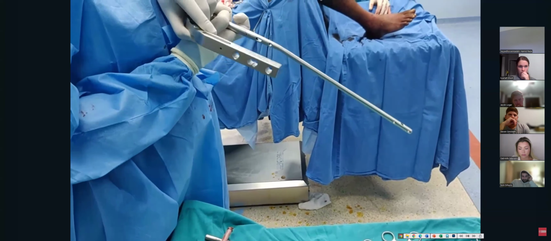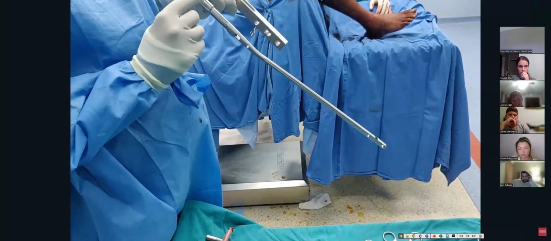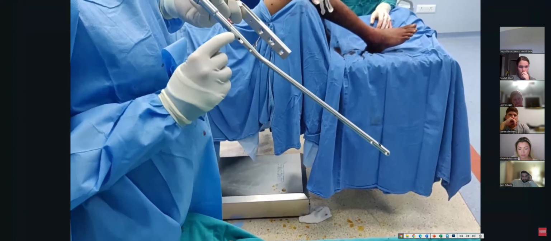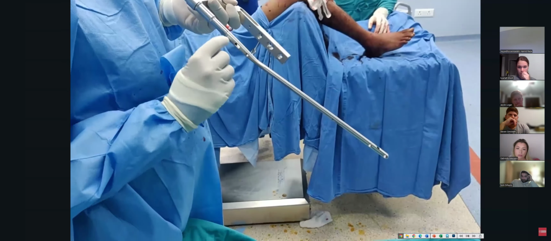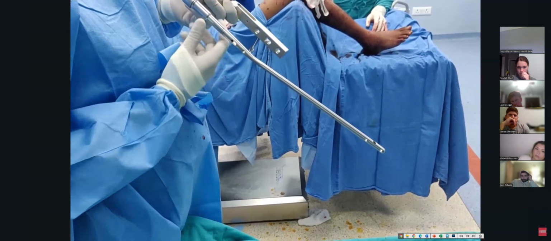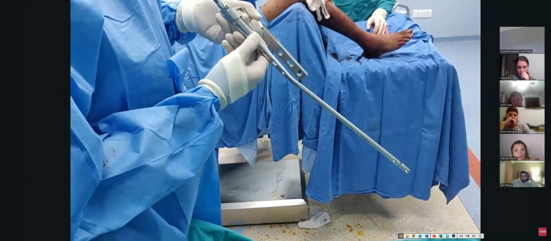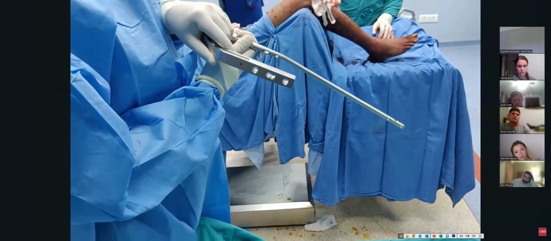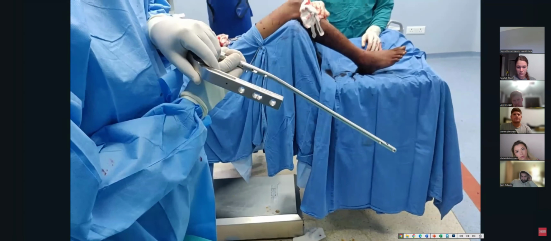If you do it this way, that is the wrong way down. You can see there is a 10-degree curve, which is the Herzog curve. This should be angled posteriorly. So this is the right way of putting the nail. If you do it this way, upside down, that is the wrong way.